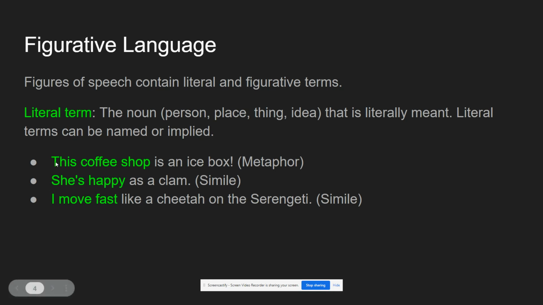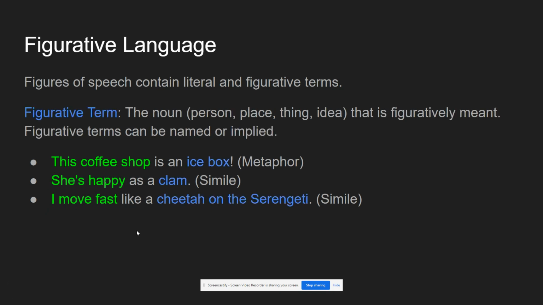So the literal term is always the literal thing that is meant, that is real in the sentence. The figurative term, however, is the person, place, thing, or idea that is not literally meant. It is used as the comparative noun in order to bring out some understanding about the literal term. So there is no actual icebox, there is no actual clam, there is no actual cheetah. We are using these ideas and concepts to describe the literal thing.